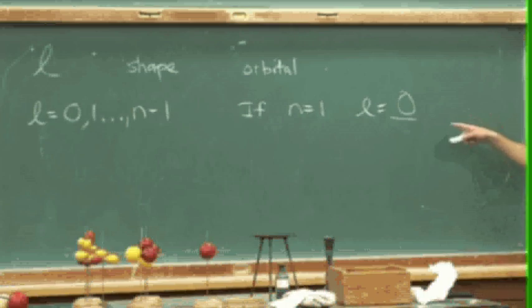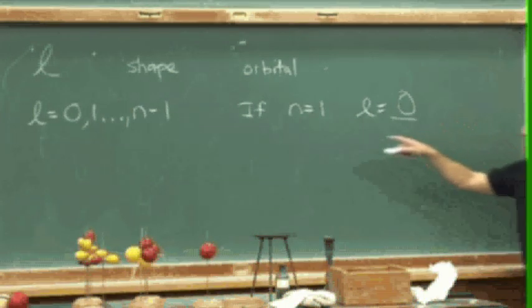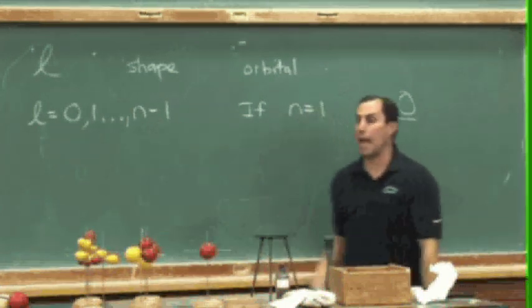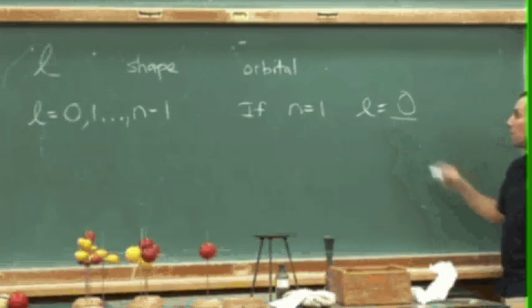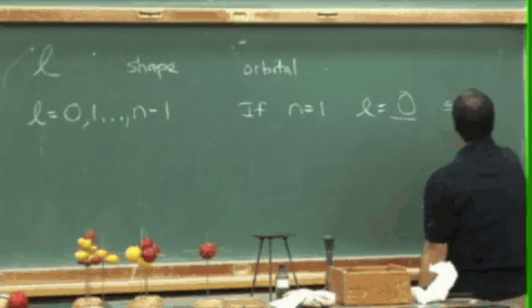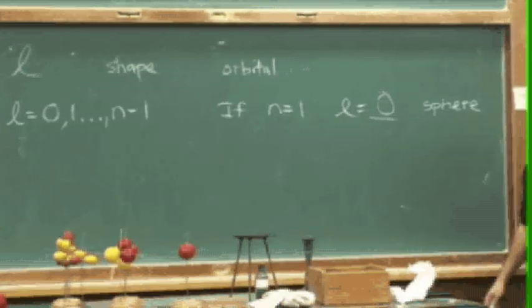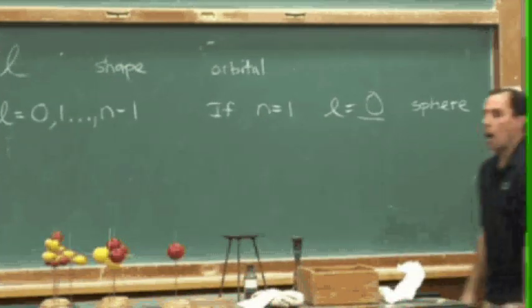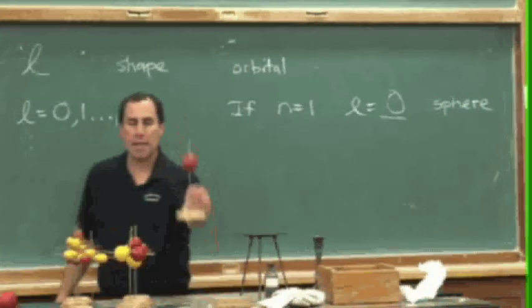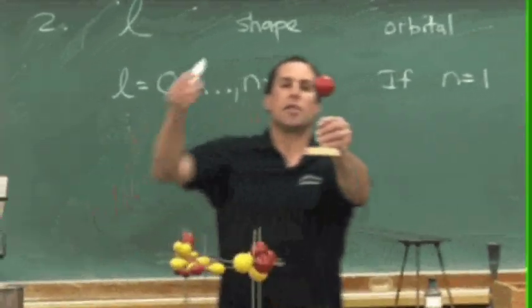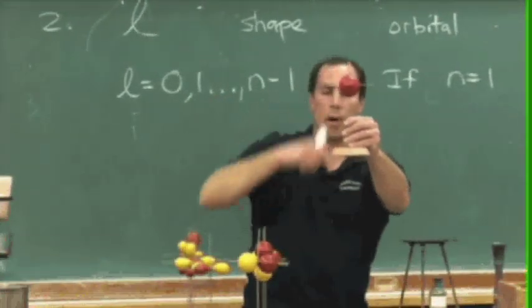You can't have L being equal to 1, because L has a maximum of 1 less than n. When L is equal to 0, we say that our orbital has the volume of a sphere. I have some models here, and there are some nice animations in the textbook. These wires are holding this sphere up in the air.